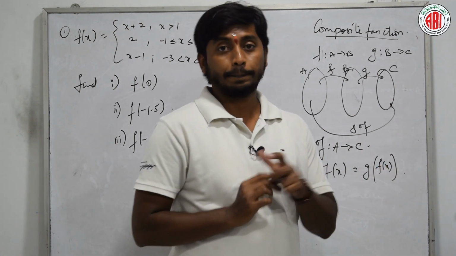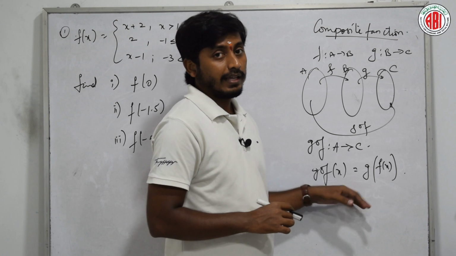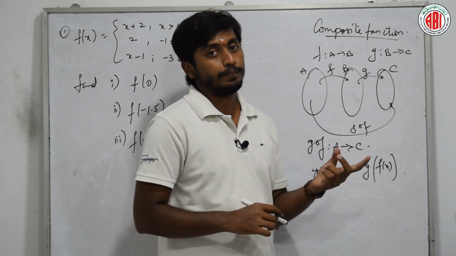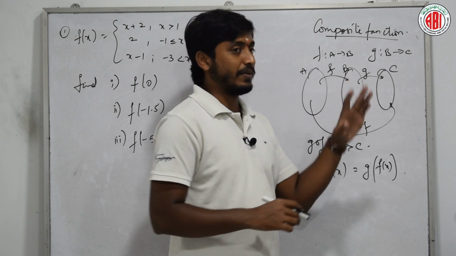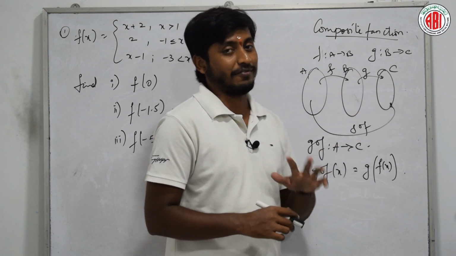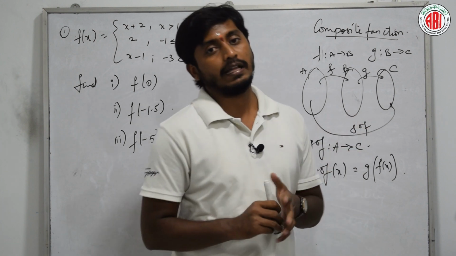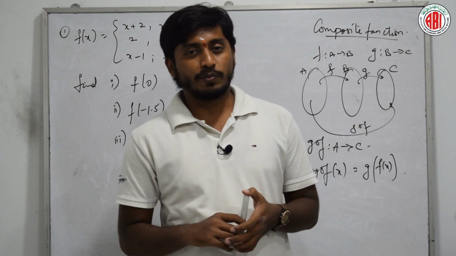Is it fine? Did you understand? That is, g circle f is a composite of f and g. Clear? That is, it goes in the opposite direction. Clear? Don't write it as f of g. Both are different. f circle g is different from g circle f. Clear? Shall we do problems?